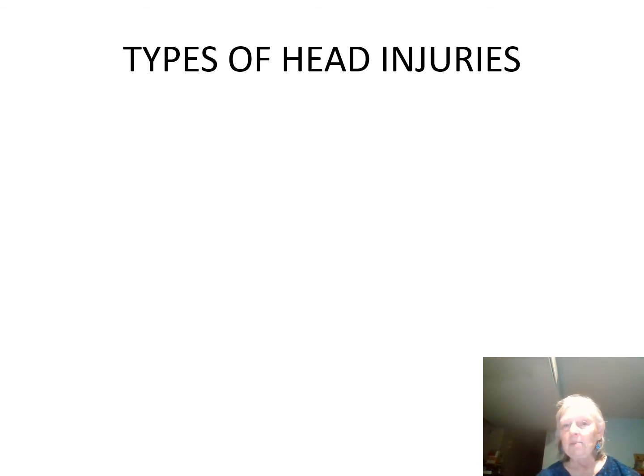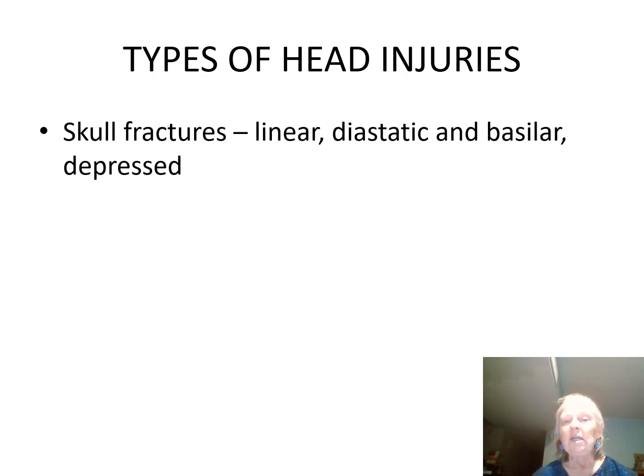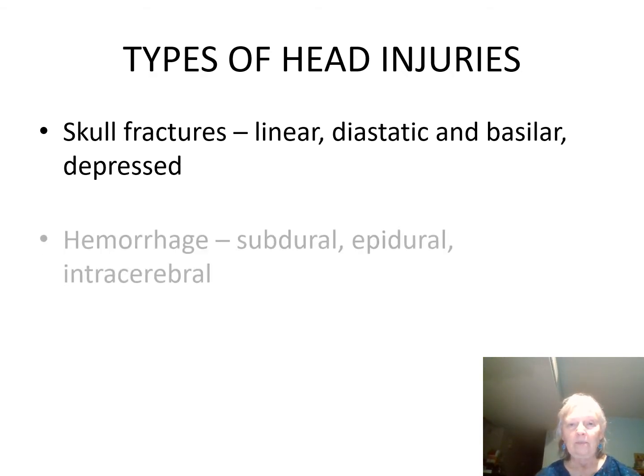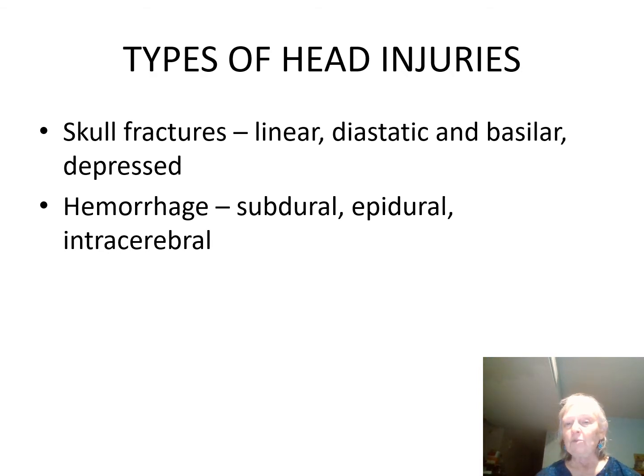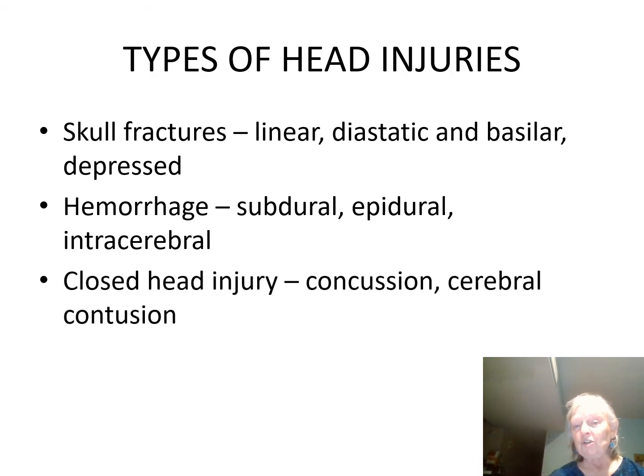Sometimes your head injuries can be injuries by themselves. It just depends on what's going on with the head at that particular point. So some of the types of head injuries we see are skull fractures: linear, diastatic, basilar, or depressed. Linear, we see a lot more of those, and we'll see that a lot of times on autopsies. Hemorrhaging, you have subdural, epidural, or intracerebral. You can have a closed injury, which is your concussion or contusion.